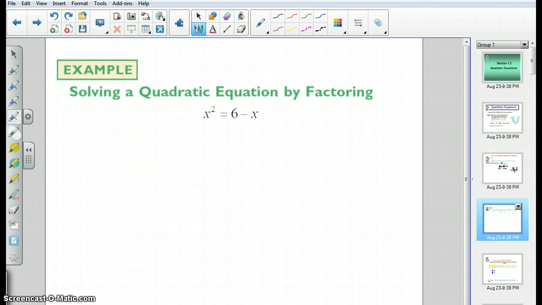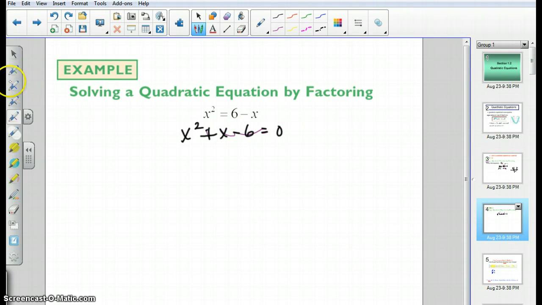If it's not already set equal to 0, your first step is to set it equal to 0. You could subtract the x squared off, but that would make it a negative x squared term. My recommendation is let x squared be positive. So even though it's more work, I would bring the x term over to the left and the 6 over to the left as well.